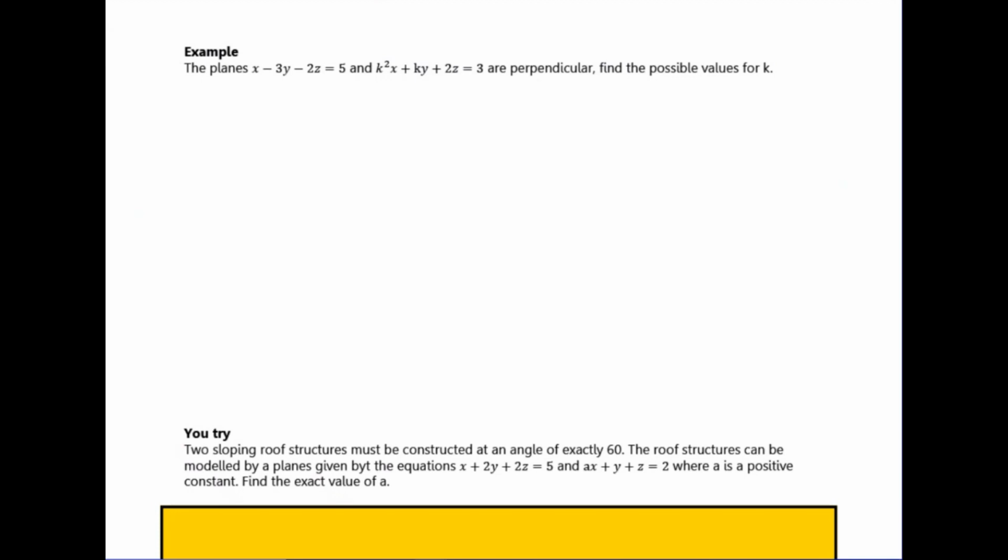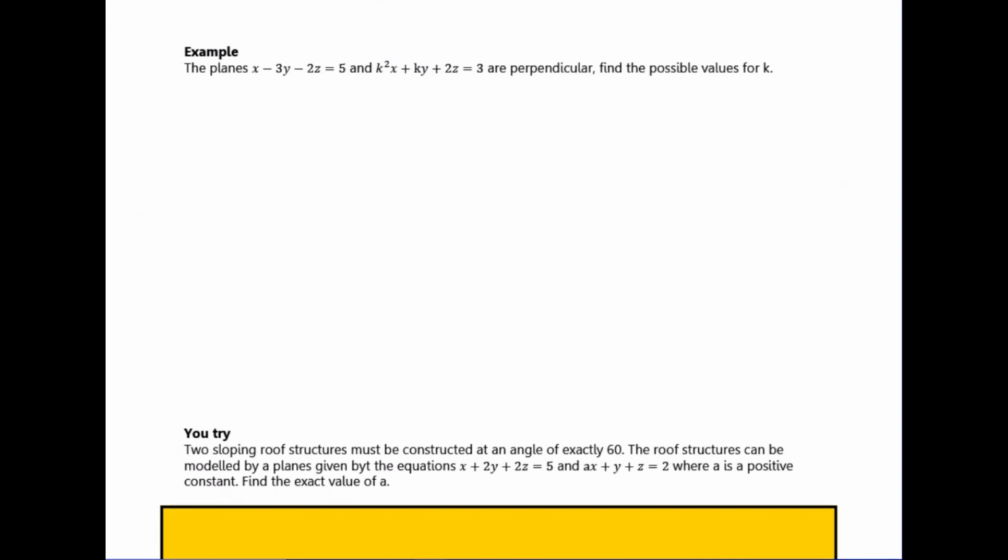All right, last example. So this question says these two planes are perpendicular. Find the possible values for k.